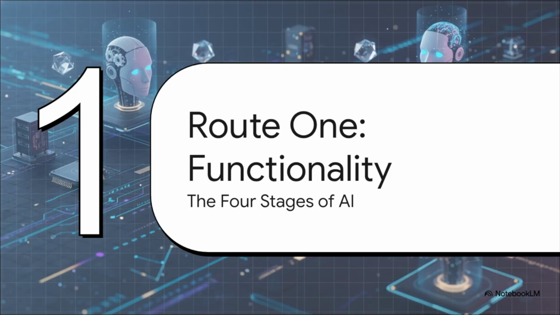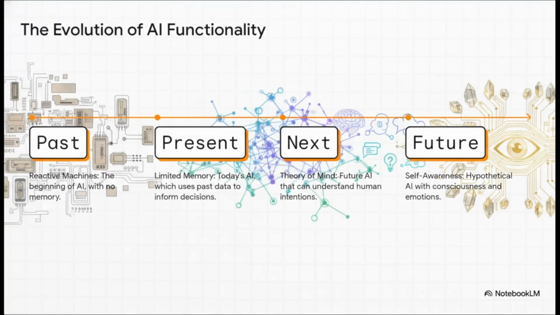All right, let's take that first route. Let's talk about functionality. You can think of this path as sort of the evolutionary journey of AI. It starts with the most basic systems, and then takes us all the way into the future. So this route takes us from the very beginning, these old-school AI systems of the past, right through to the stuff we're all using every single day. And then we'll peek into the future, at concepts that honestly are still kind of in the realm of sci-fi.